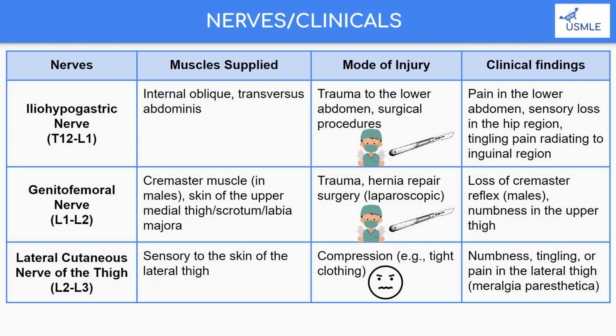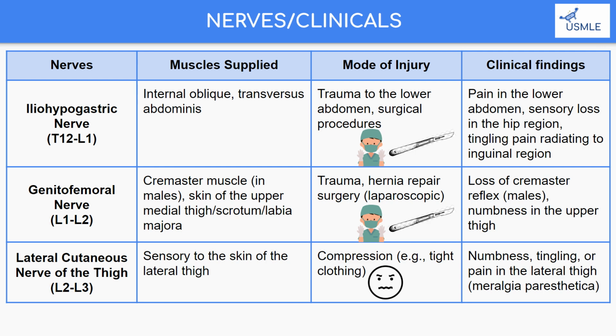Now let's take a look at the nerves of the lower limb. This table provides an overview of each nerve and the areas it innervates. It is important to know the nerve roots of each nerve as well. First, let's look into the superficial nerves. These include the iliohypogastric nerve, genitofemoral, and the lateral cutaneous nerve of the thigh. Notice the mode of injury of each. The iliohypogastric nerve injury is usually due to a surgical trauma.